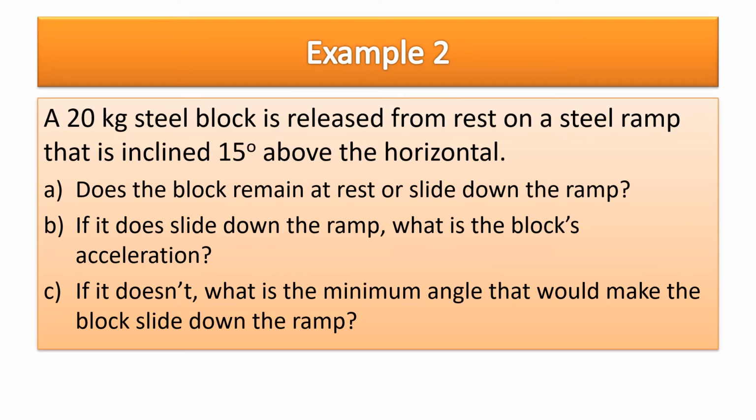Example 2. A 20 kilogram steel block is released from rest on a steel ramp that is inclined 15 degrees above the horizontal. Does the block remain at rest or slide down the ramp? And if it does slide down the ramp, what is the block's acceleration? And if it doesn't slide down the ramp, what is the minimum angle that would make the block slide down the ramp?